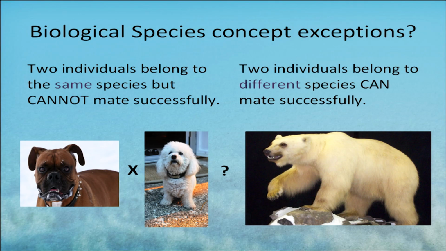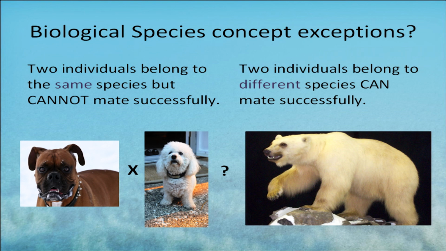Alternatively, you can get 2 individuals that definitely do belong to different species, but they can mate successfully. Here we have a picture of the infamous growler, otherwise known as a pizzly. It's actually a hybrid between a polar bear and a grizzly. And of course, if you take a good look at the picture, it's got some of the characteristics of both a polar bear and a grizzly. We know that polar bears and grizzly bears are different species, but it turns out they actually can and apparently do mate and produce offspring successfully.